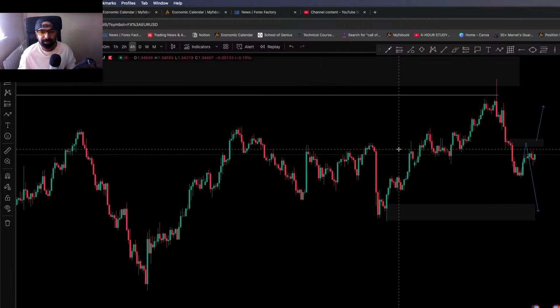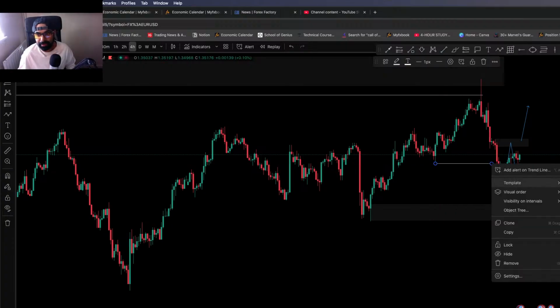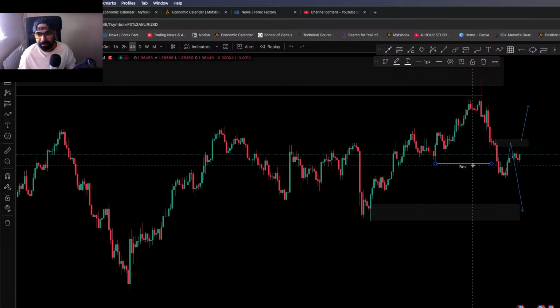Yeah, normally I don't trade pound USD. Yeah, you can see nice market structure. So while you are learning or trading, make sure you mark it up, break of structure.